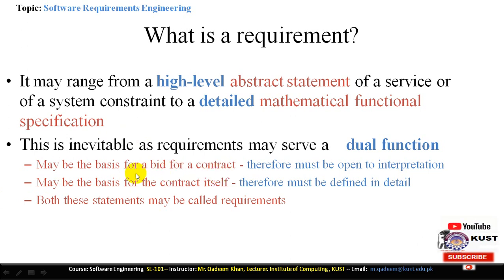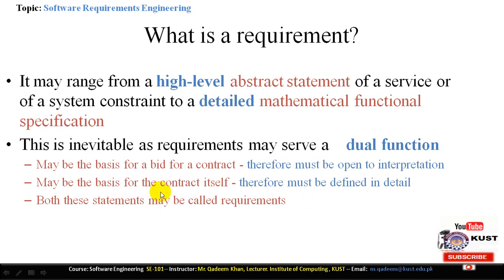And if the requirements are not in much detail, that means the requirements are very small. Then the software size will also be very small. So that's why the contract will also not be so big. That will be a small contract. Therefore, it must be open to interpretation. That means the contract must be open for interpretation. Interpretation means negotiation. The contract must be ready for negotiation between different parties.